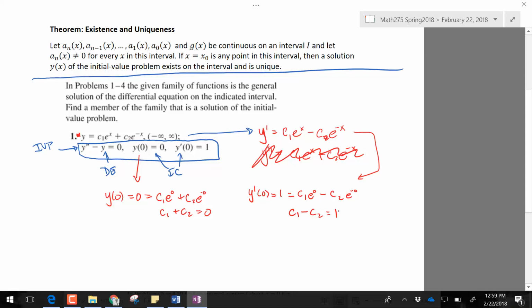And then you can do whatever you've got to do to solve for this, and these are most likely going to be linear because we're dealing with linear differential equations. So you can use linear algebra or just regular algebra, I suppose. I think it's 1/2 and negative 1/2.